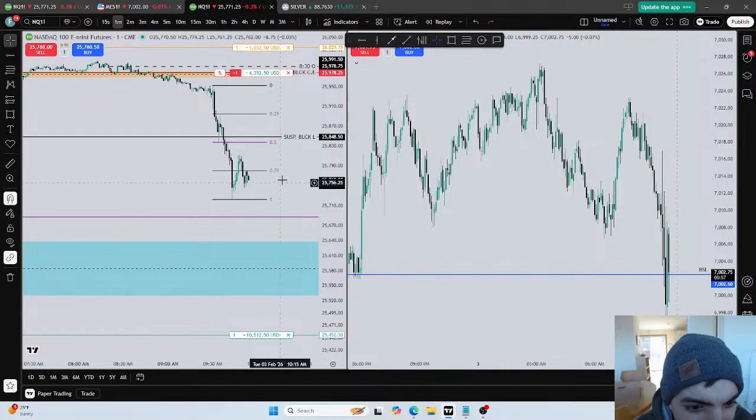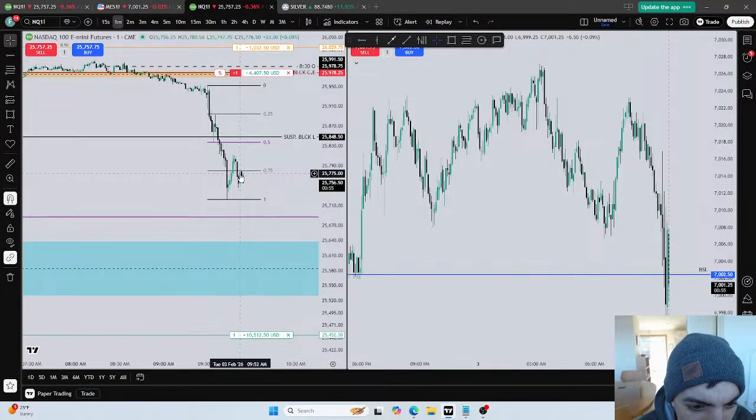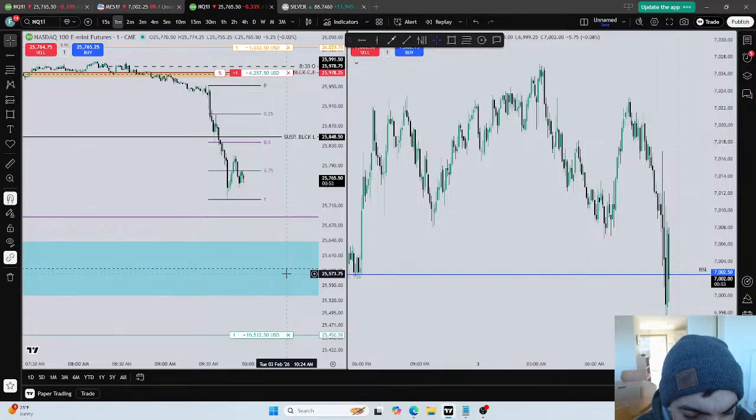A little consolidation here, expected. Looking for a second stage distribution down into this new week opening gap.